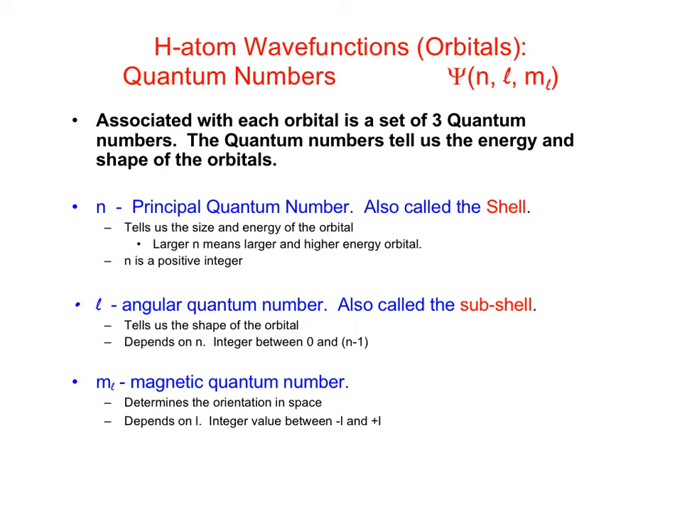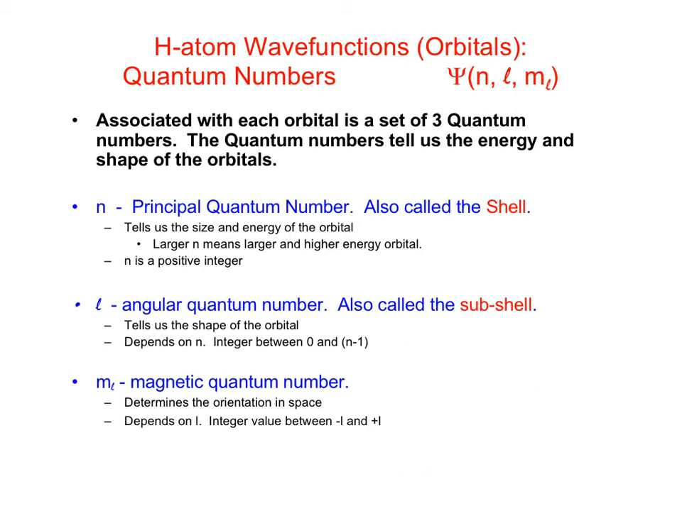And the higher the value of n, the larger the orbital is, and also the higher it is in energy. And so the values of n can be any positive integer. So 1, 2, 3, 4, 5, 6, 7, etc. And you can kind of think about the principal quantum number as being like the state. When you tell someone where you live, most of you, I assume, would say that you live in Georgia. But there are a lot of towns and a lot of streets in Georgia.